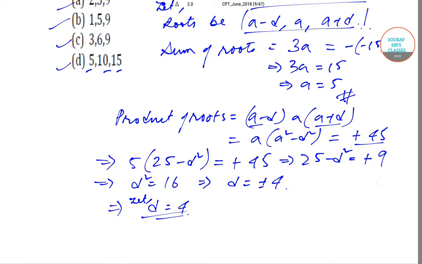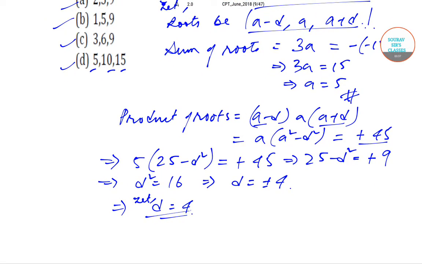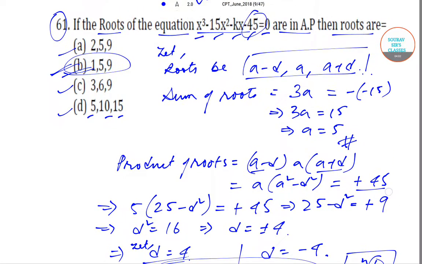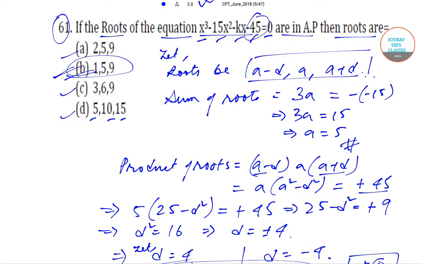So the terms, as you can see over here, a minus d, that is 5 minus 4, will be 1. Then we have a, which is 5, and 5 plus 4 is 9. If we had taken d equal to minus 4, it would have been 9, 5 and 1, the same thing. So this gives us that option B is the correct option, 1, 5, 9 are the roots of the equation. Now let's move on to the next question.